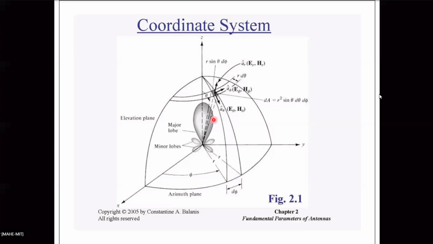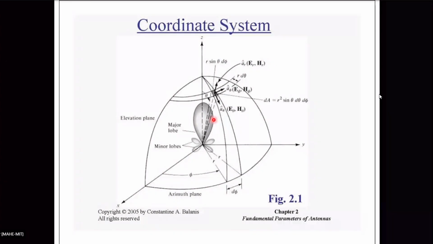So we are interested in the far fields. So we vary theta and phi to complete one complete sphere. So what are the limits we have to vary theta and phi? Theta should vary from 0 to pi and phi should vary from 0 to 2 pi. Do you understand now? Is it clear?